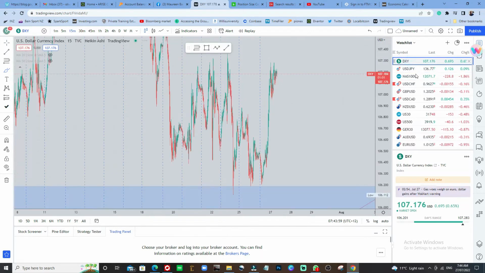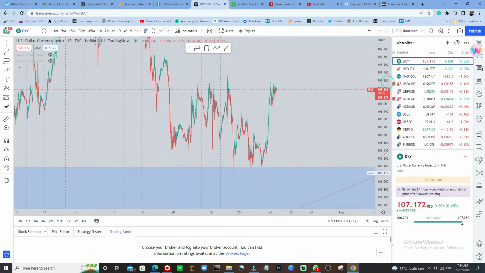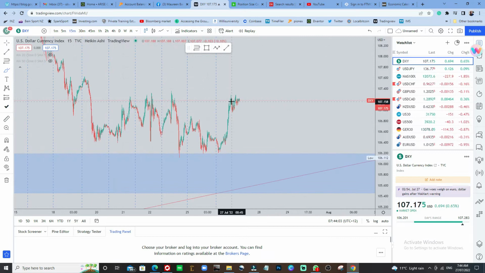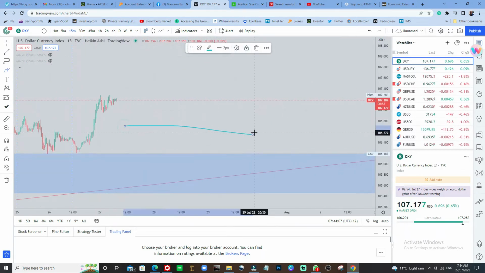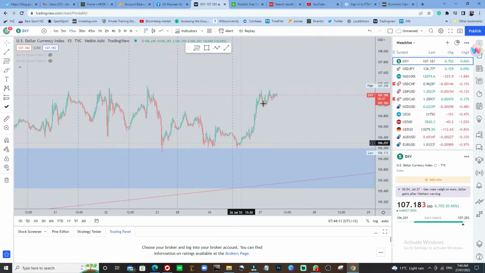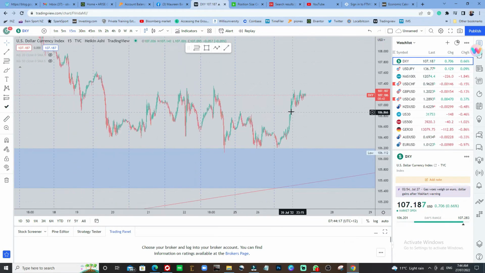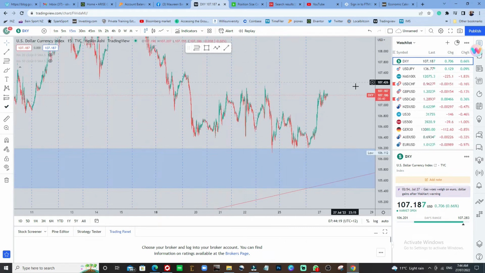Now let's look at the DXY. DXY is the index for the US dollar, and you can see that there was a push to the upside, and that's what we get, a push to the upside, and you can see that the US dollar picked up some strength.